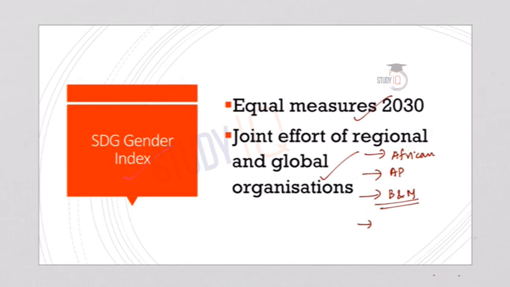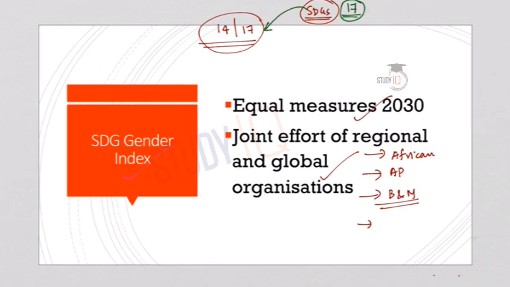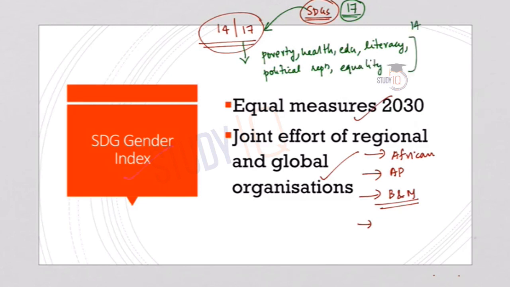And this index accounts for 14 out of 17 SDGs. SDGs are Sustainable Development Goals as you know, and there are a total of 17 Sustainable Development Goals. These 14 goals cover various aspects like poverty, health, education, literacy, political representation, equality at workplace, etc. And a score of 100 reflects the achievement of gender equality in relation to the target set for each indicator.